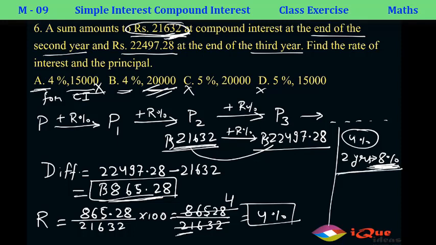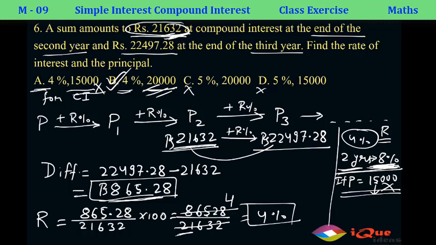I repeat, if the rate is 4%, then even if I take simple calculation for 2 years, it will be around 8%. If 1 year it is 4%, 2 years will be 8%. And if I take principal to be 15,000, and if I take 8% or even 10% interest, it is not going to reach up to 21,000 after 2 years. So 15,000 is wrong. Hence, the correct answer will be 4% rate and 20,000 principal amount. Alright, so this way you could have used the options also.